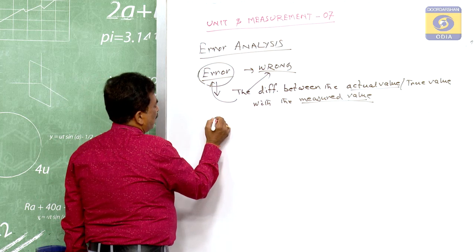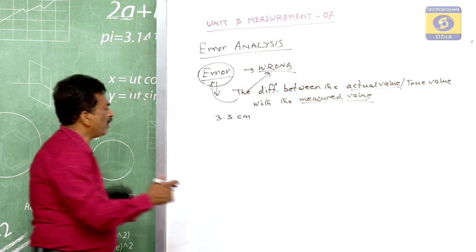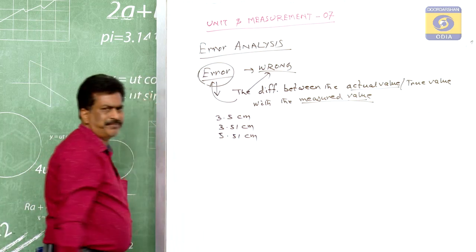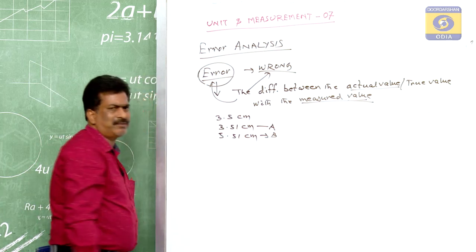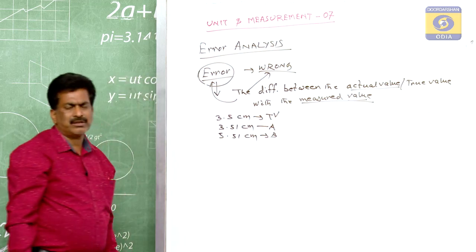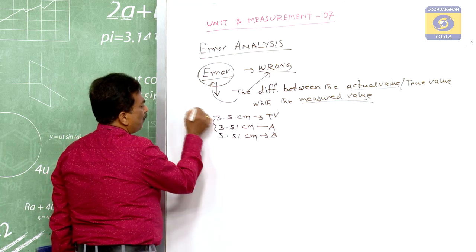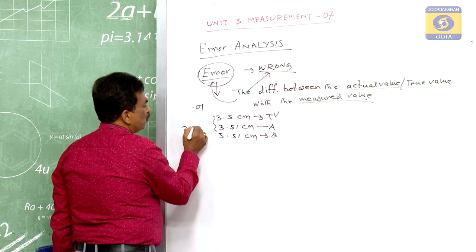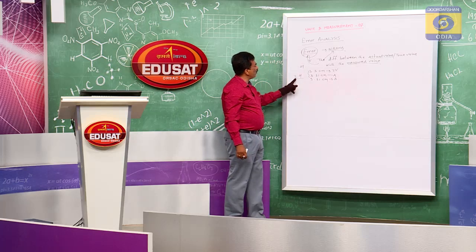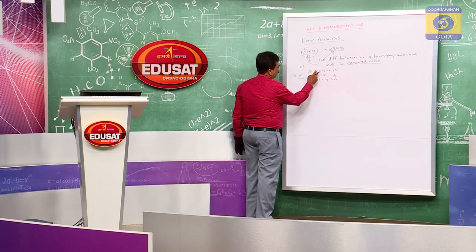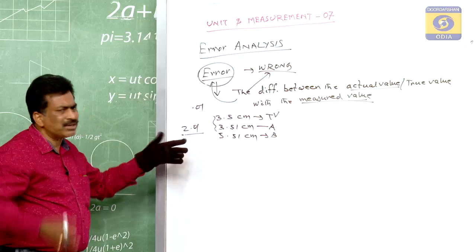Suppose one measurement is 3.5 centimeter, and someone counted it as 3.51 centimeter, but someone said it is 5.51 centimeter. Suppose this is the measuring of A, this is the measuring of B, and this is the true value or the actual value. So what is the difference between these two? Only 0.01. And between these two? That is 2.01. You see, 0.01 and 2.01. If we subtract, 3.51 minus 3.5 is 0.01, and 5.51 minus 3.5, the true one, gives 2.01. So this is a much greater difference.